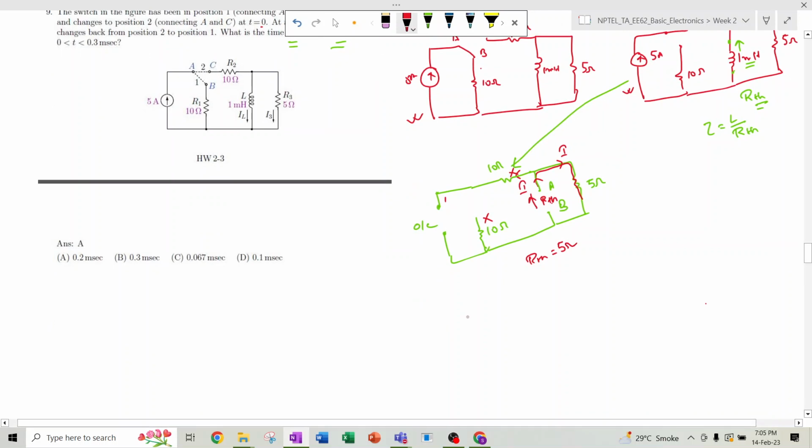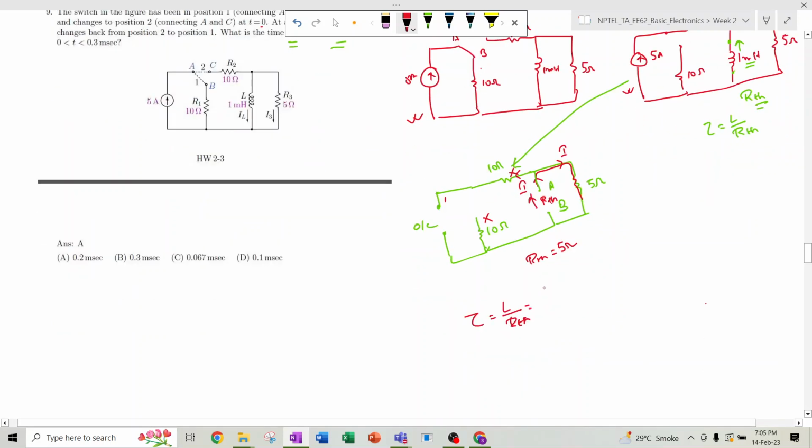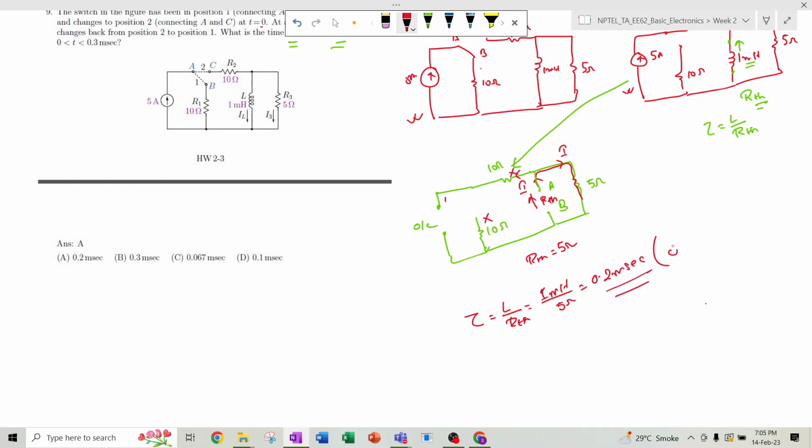Now we need to calculate the value of the time constant tau, which is nothing but L by RTH, which is 1 millihenry divided by 5 ohm, that means 0.2 millisecond. So this is the time constant for 0 to 0.3 millisecond. For 0 to 0.3 millisecond, the time constant is 0.2. So the correct answer will be 0.2.